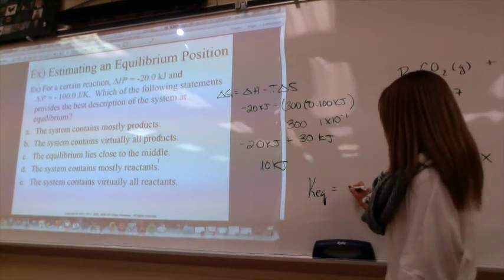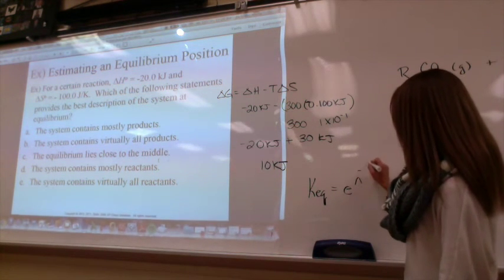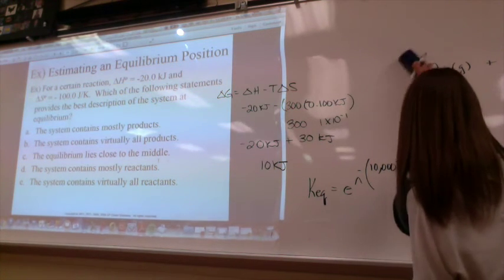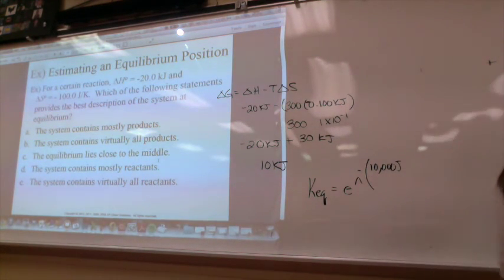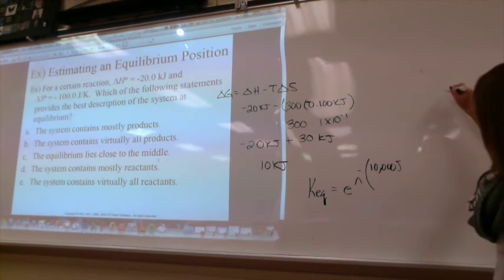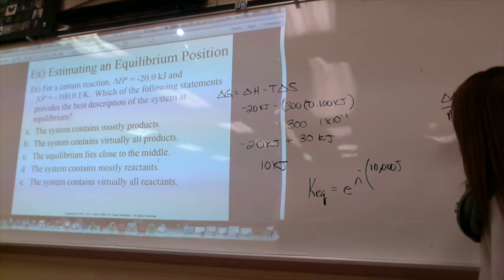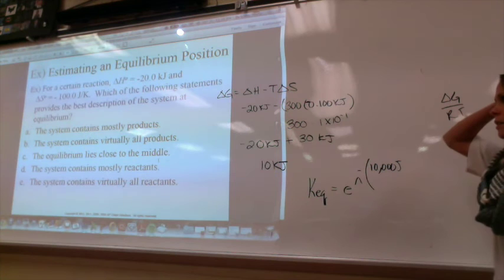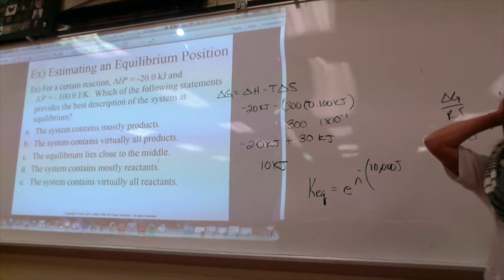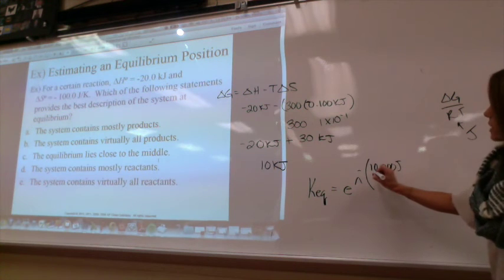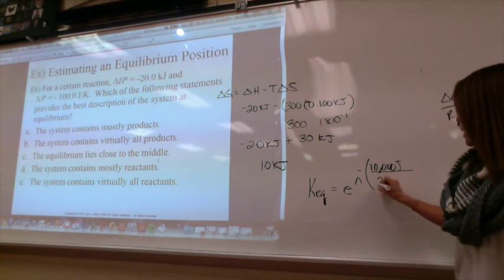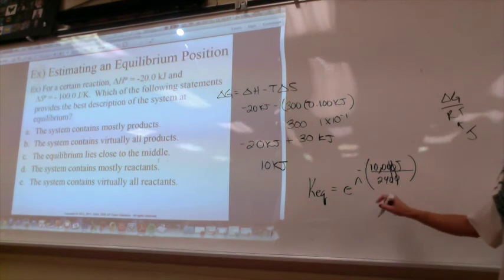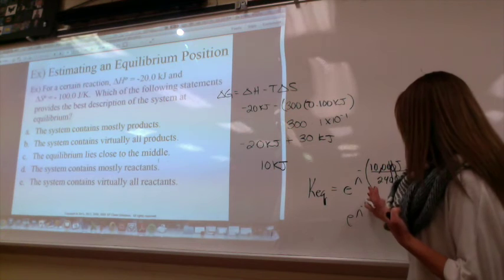So if I did that and I related this, I would say E is raised to the negative 10,000 joules, right? Why did I convert to joules now? Because the equation is delta G over RT, and R is in joules. I could have converted earlier, I just said that. It's up to you. So if I put 10,000 joules over here, over my 2400. Now I can sort of evaluate that's about 4. So e to the negative 4 is what I'm looking at.